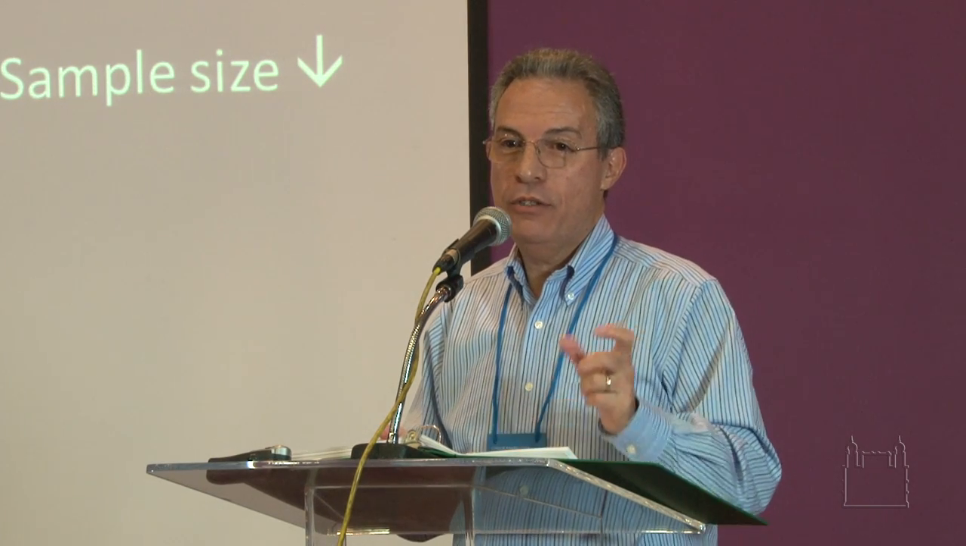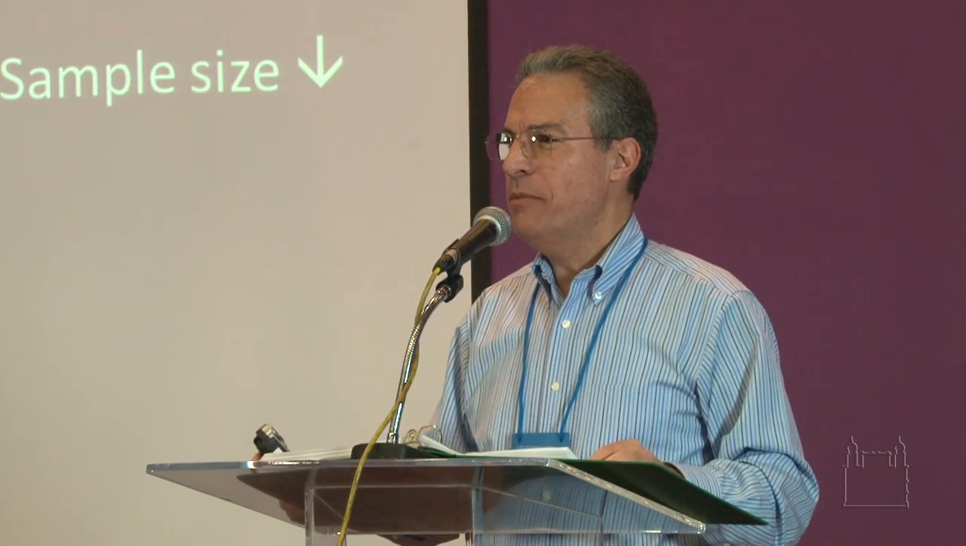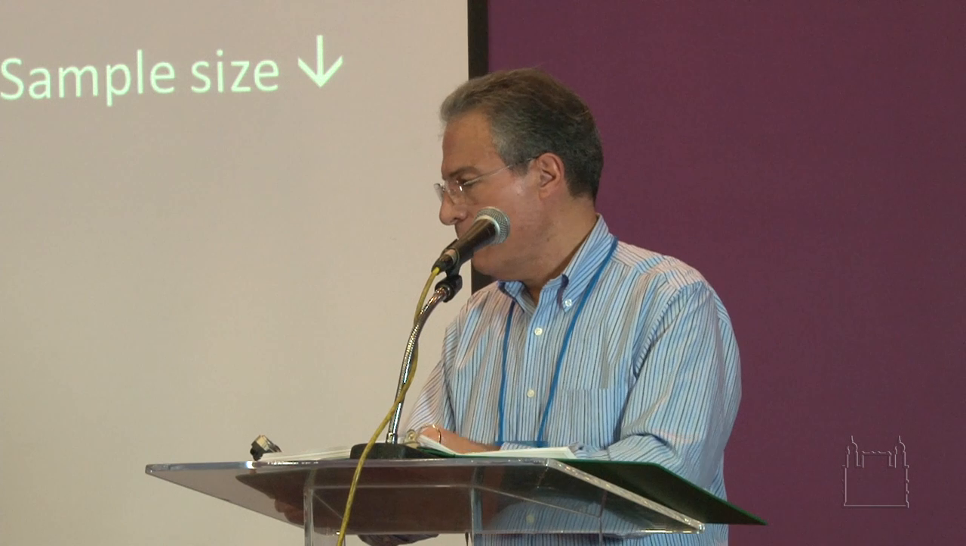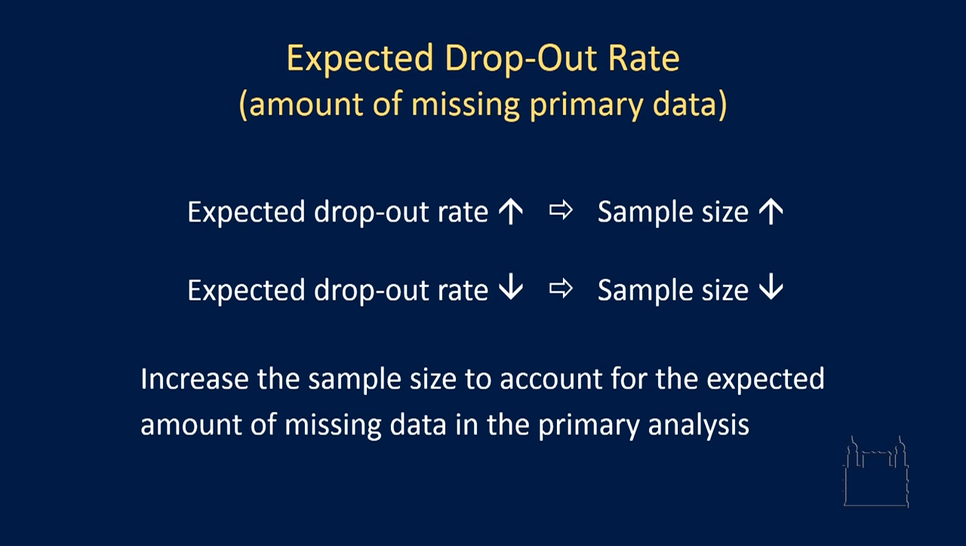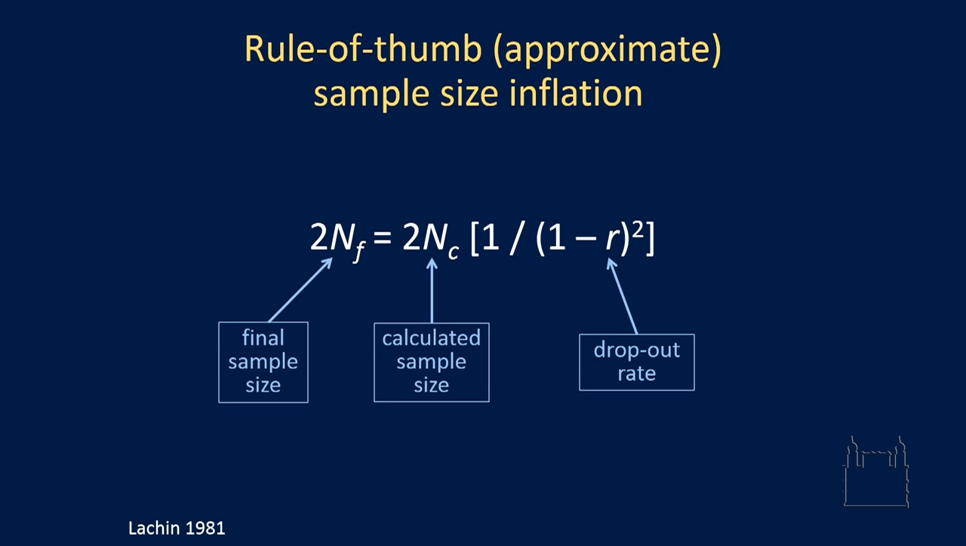Does it make sense? Okay. So again, the point is to increase the sample size to account for the expected amount of missing data in the primary analysis. Now there is a rule of thumb, and this is from the book. It's attributed to Lakin. I don't think it has a theoretical proof or anything, but it's a rule of thumb.